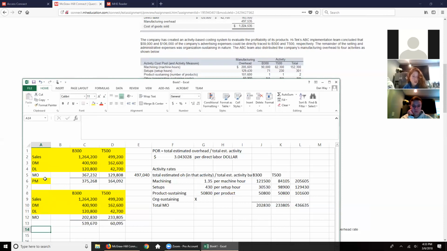So now my product margin, point being for this problem, is considerably different depending on which method I use. If I'm using my plant-wide overhead rate, I'm allocating a disproportionate amount to the B300, whereas in my activity-based costing, it actually looks like they incur roughly the same overhead costs.